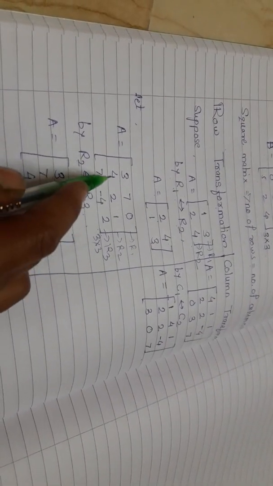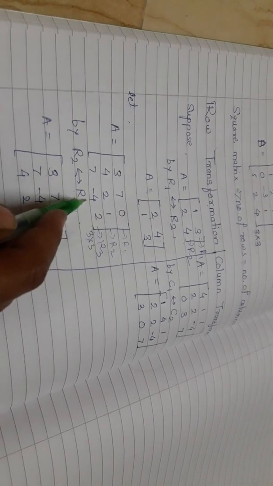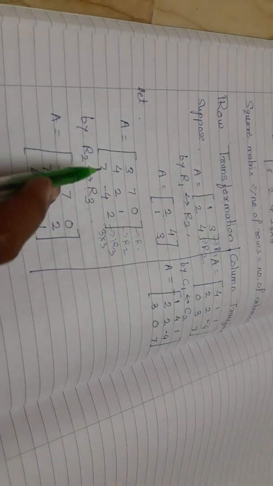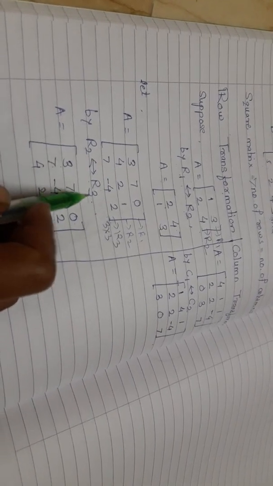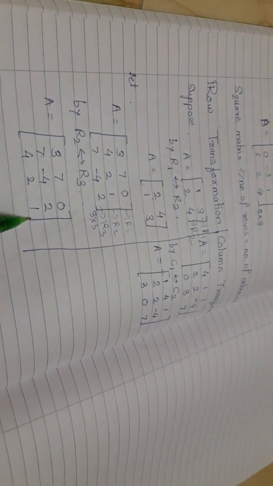R2 is going to interchange with R3. Therefore in place of R2 we have to put R3. So the second row will be 7 minus 4 2. In place of R3 the third row will become 4 2 1. In this way you can interchange any 2 rows or any 2 columns. Let me similarly see the column transformation. Let me see one example.